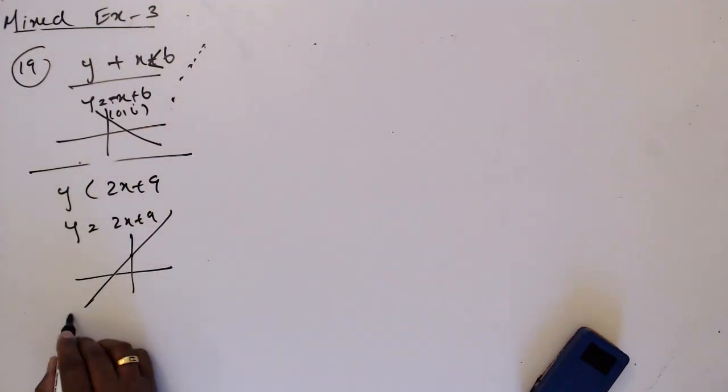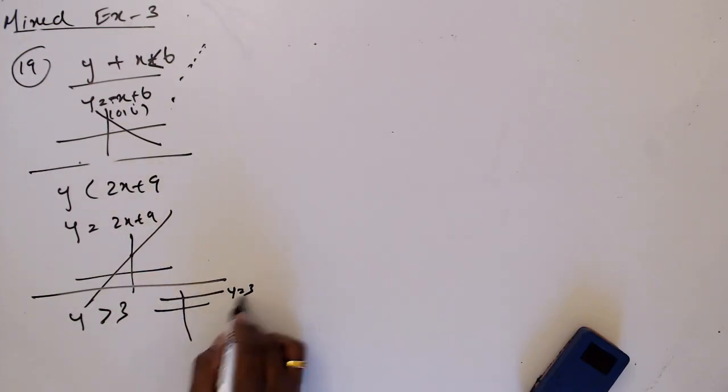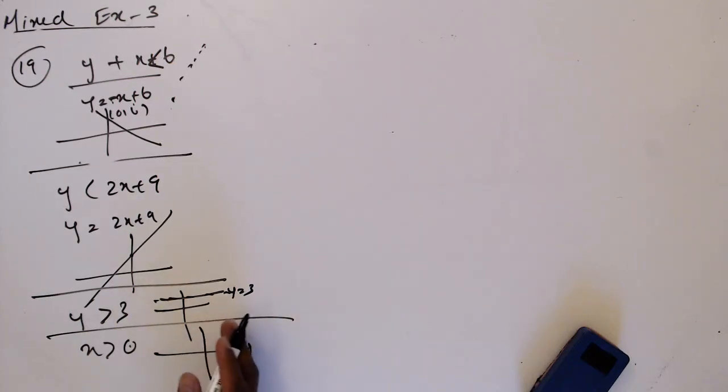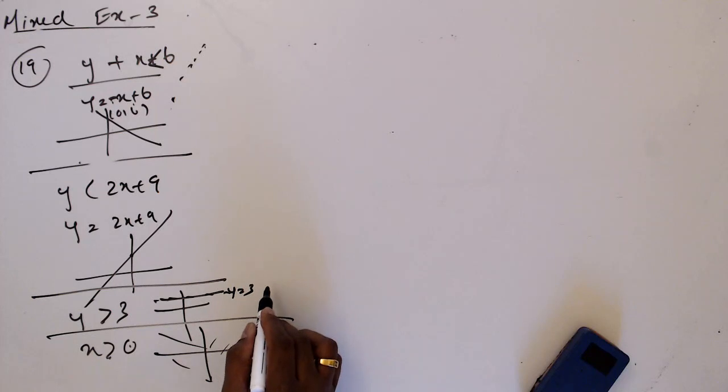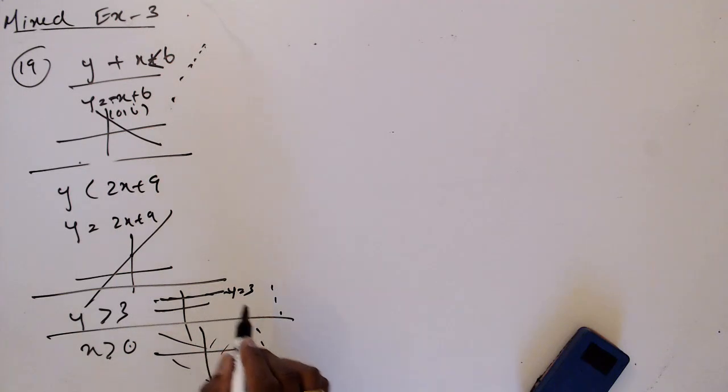The other one is y greater than 3, then it is the y equal 3 line here, and it has to be a dotted line, with y values greater than 3. And then the other one, x greater than 0. When you look at this one, x greater than 0 means this is the area where the x value is greater than 0. We don't need this area. And this has to be also a dotted line. They all are dotted lines.